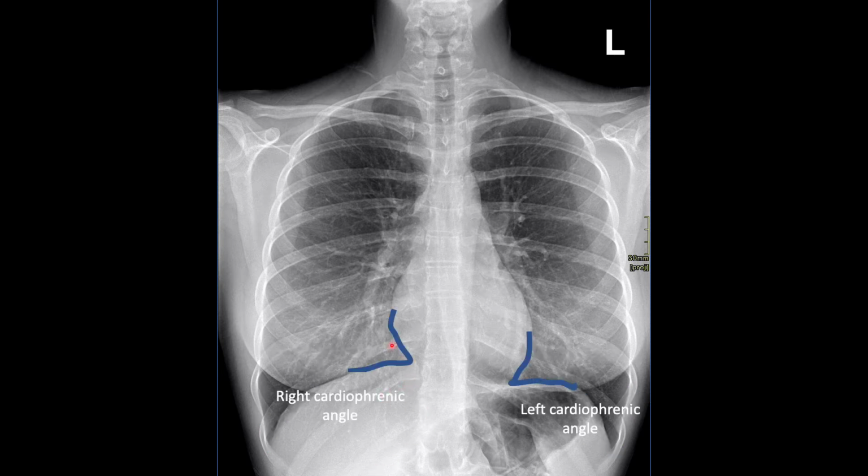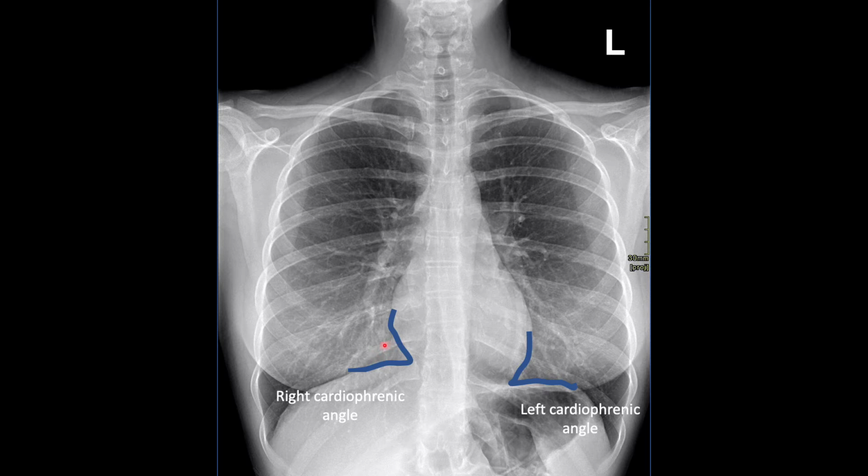We also have cardiophrenic angle. So cardio from the heart and phrenic is the diaphragm. So this is the angle that is made up of the side of the heart. On the right-hand side, you have your right cardiophrenic angle. Left-hand side, the same thing. And again, this area can be filled with pericardial fat pads, so you might not be able to see the cardiac apex very well.